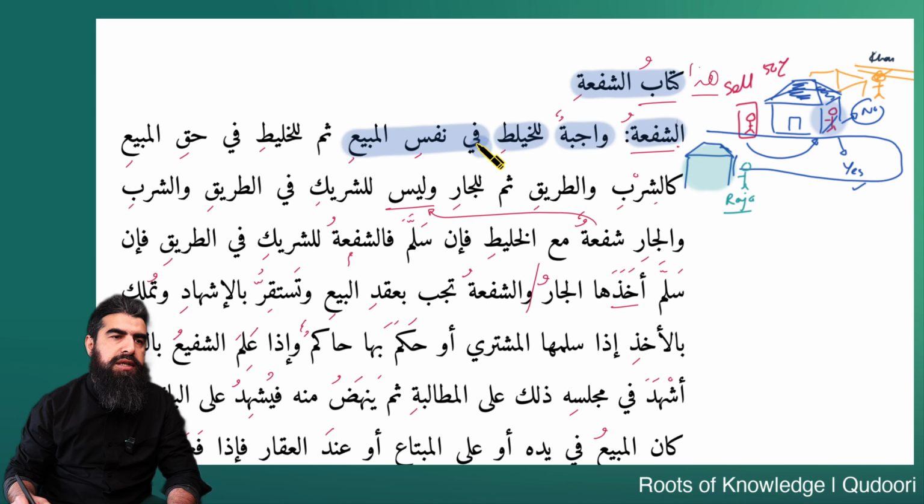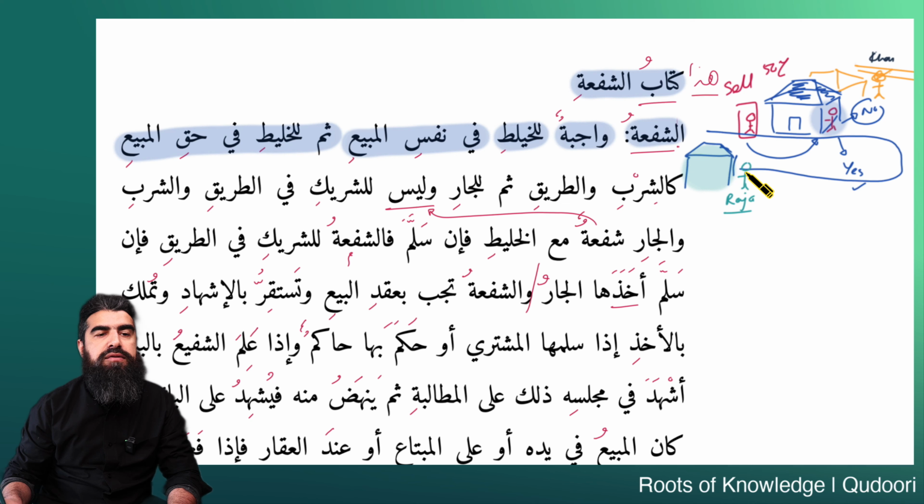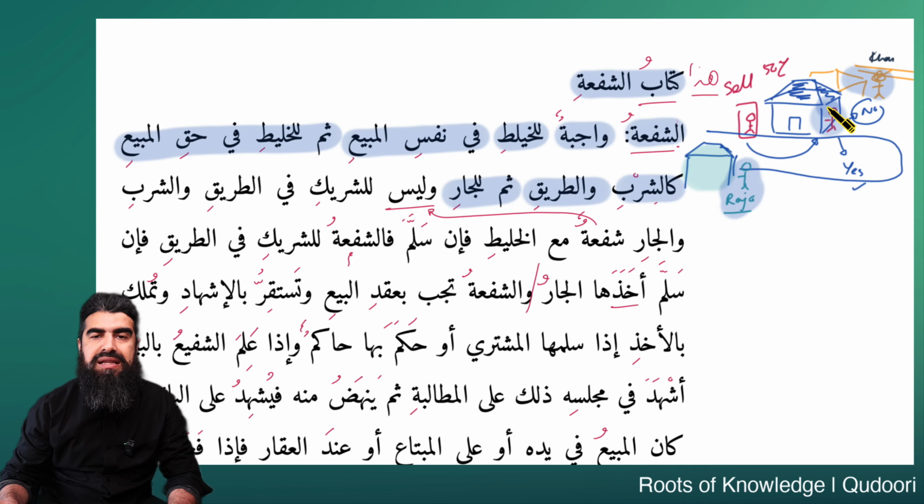Bigger. Right. So, Shuf'a is necessary lil khaliti, for the khalit, fi nafs al mabi, in the sold item itself. Thumma lil khaliti fi haqq al mabi, then for the khalit, for the sharer or the partner, in the rights of the mabi. So this is the mabi, the rights that these two properties share, like the road pathway or the kashirbi, the drinking rights, and the tariq and the road. Thumma lil jari, and then for the jar. Right, so this guy is the neighbor, and jar is basically someone besides these two whose house is connected there.